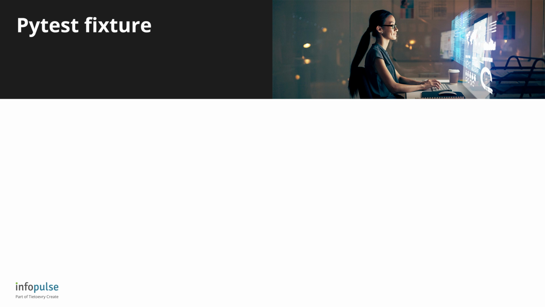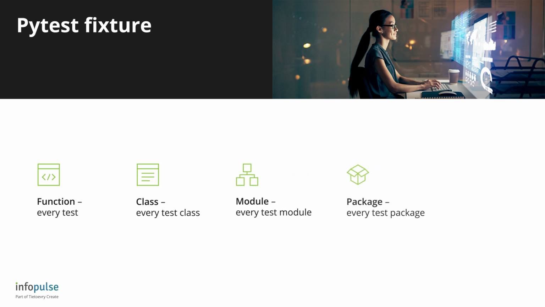Fixtures can have different scopes. Function scope, the default one, executed every time for every single test. Class scope, executed once for every test class. Module and package scope, executed once per Python module and package. And finally, session scope, executed once per test run.